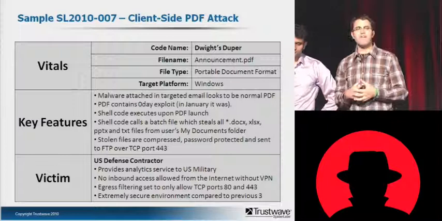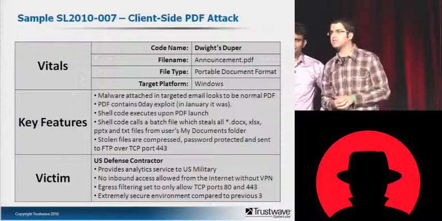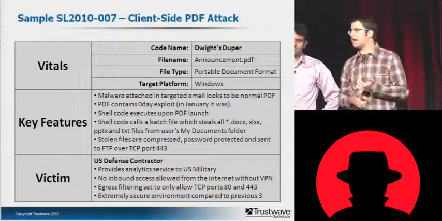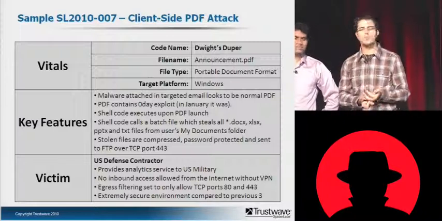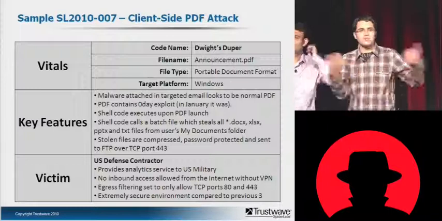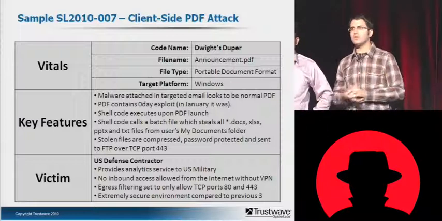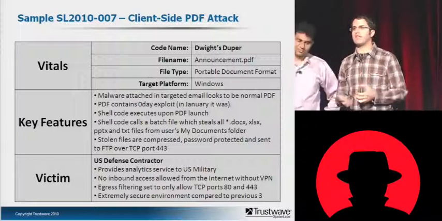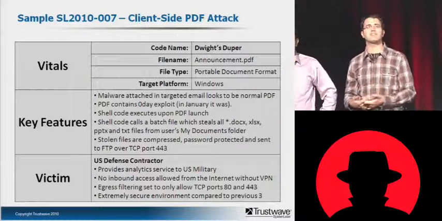Now, when you talk about a very highly secure environment, as the example here, U.S. Defense Contractor, these environments are very, very locked down. There's no inbound access. The only outbound access they have is 80 and 443. And then, of course, there's email that flows into the environment from the outside from various people. Now, when you have those circumstances, the real way to compromise those environments is through a client-side attack.